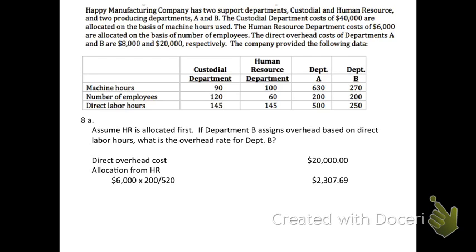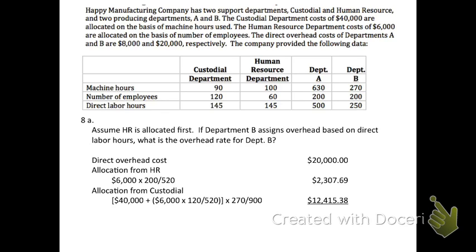And so if we allocate human resource first, you notice that in this presentation, this was the amount of cost in human resource. We're allocating it based on number of employees. And so the number of employees would be 120 for custodial, 200, and 200 for each of the departments. So that's where you get the 520. So for Department B, you can just think about they're getting 200 out of the 520.